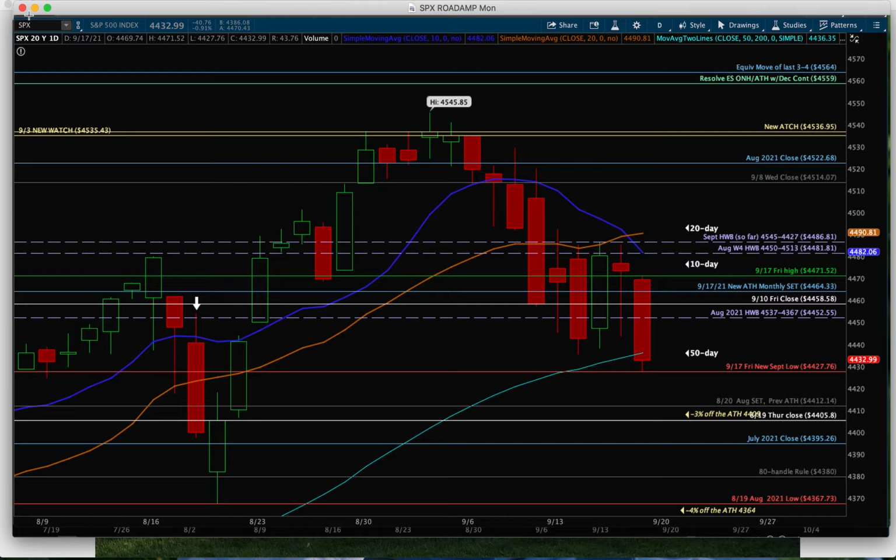Here is our roadmap. Here you can see our close Friday below the 50-day. Here was our new September low. Also, we get a new all-time high set on Friday's open versus the August monthly settlement, which was the previous all-time high of 44.12.